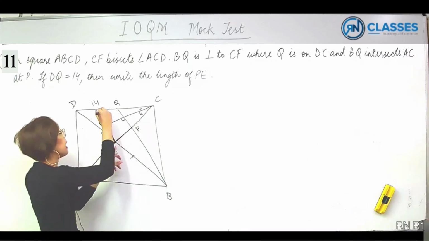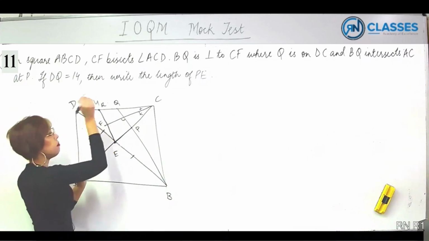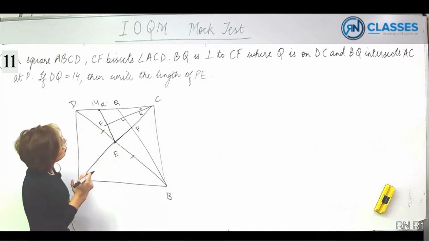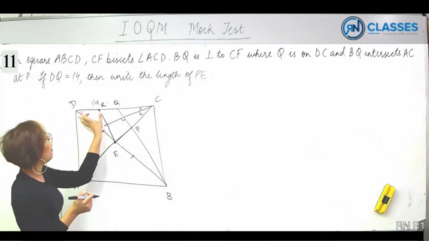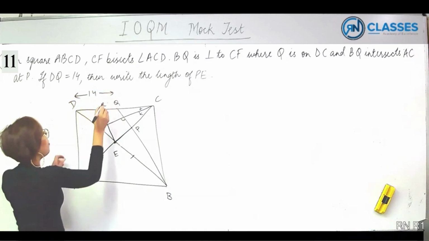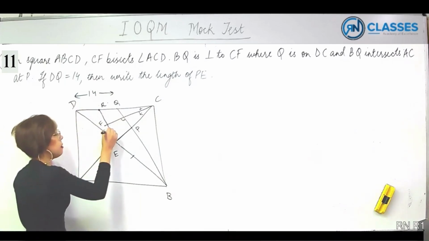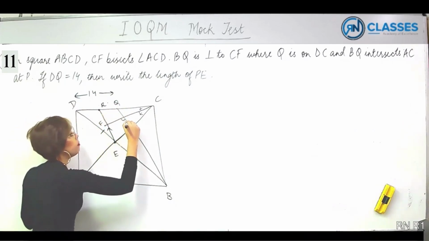So maybe it is something like this. Right, let this point be R. Now, what can you say about DR and RQ? I know that DQ, the entire length, is 14. But what about these individual lengths? Now, mind it, I have made sure that this ER is parallel to DQ, right?